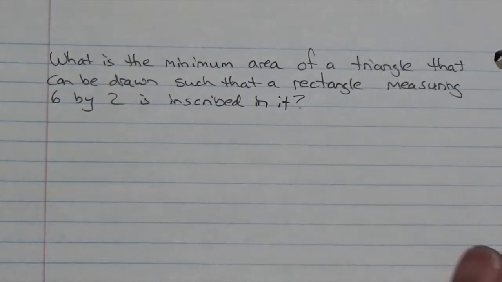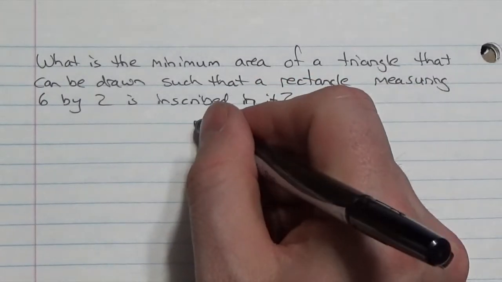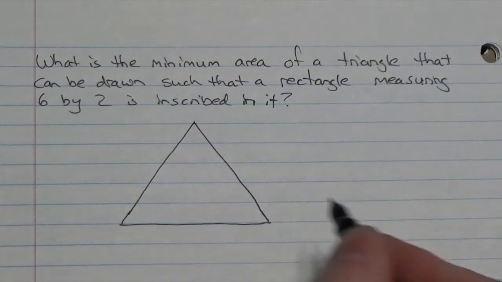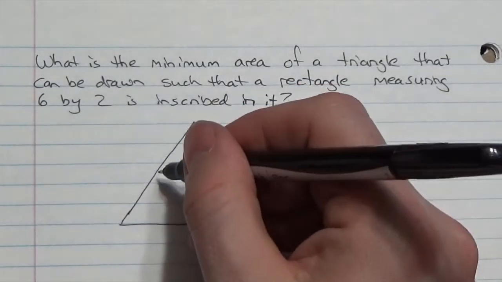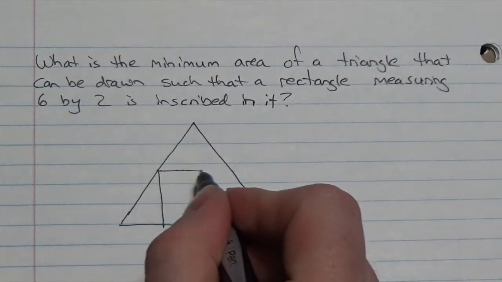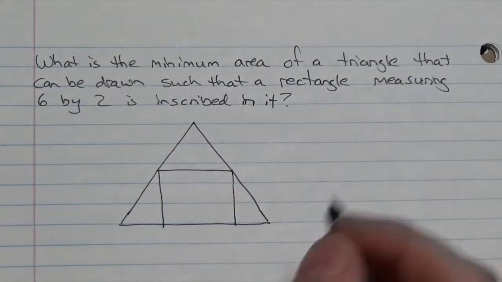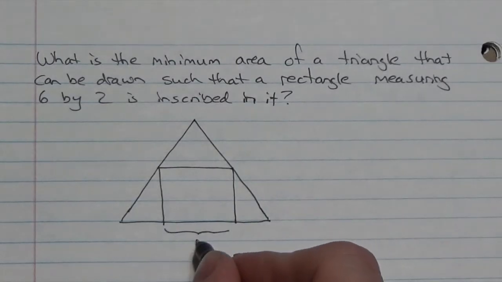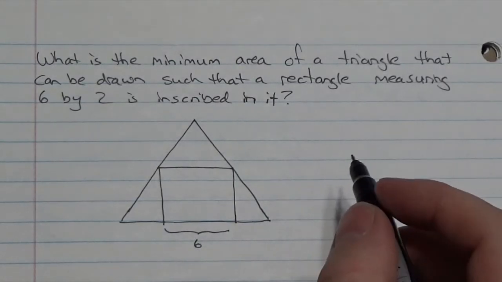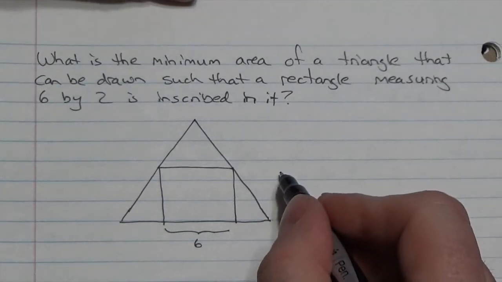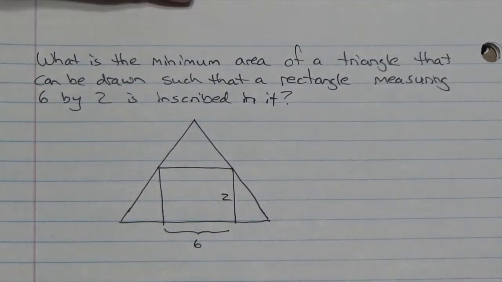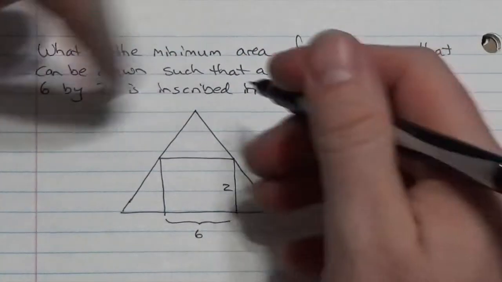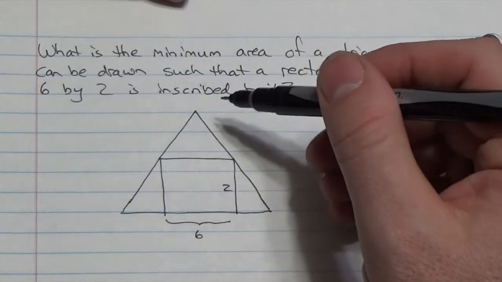Well, the first thing we got to do is take a look at it. So here's our triangle. And we're going to inscribe in this, or draw inside it, a rectangle that is supposed to measure, let's say, 6 units by, I think it said 2 units. So this right here would be 2 units. Now we're going to come up with the area of this triangle. We're looking for the minimum area of this triangle.